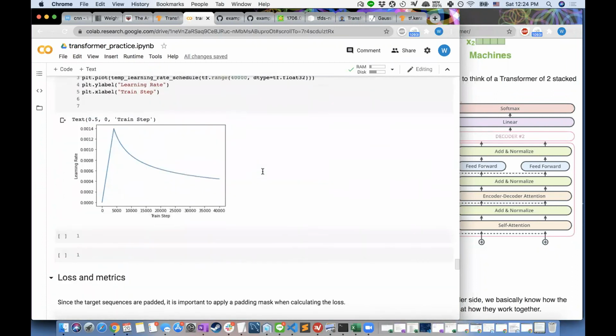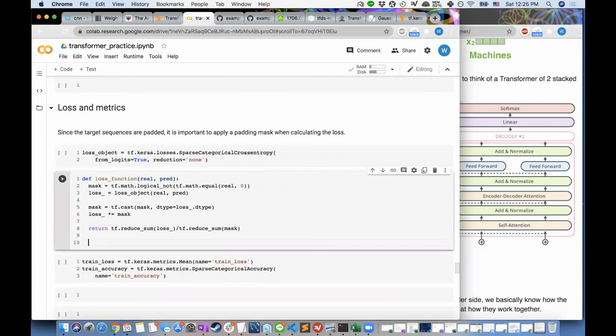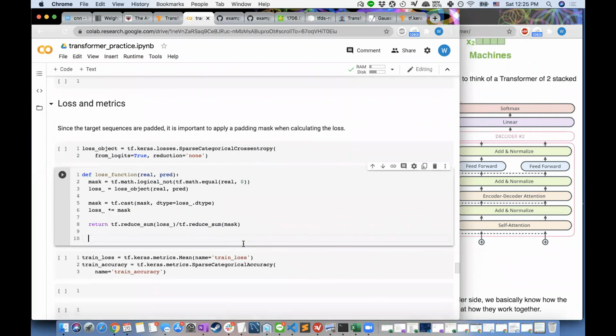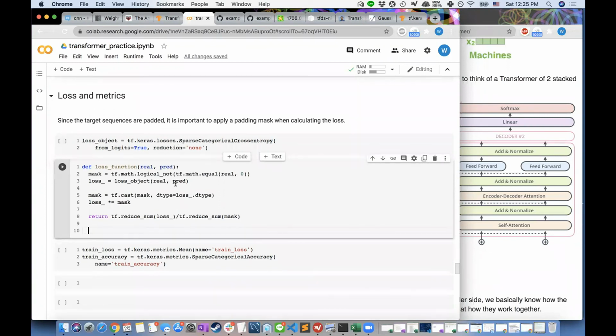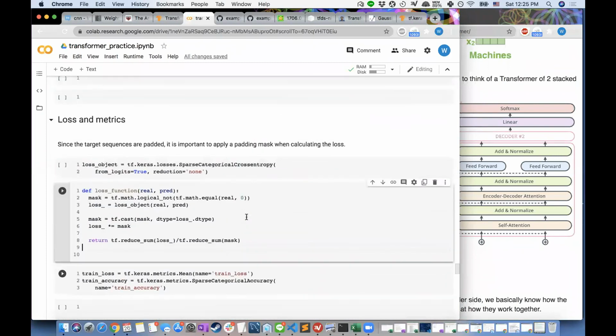$4,000 steps, okay? So loss and metrics. We have our losses right here, sparse categorical cross entropy. We're using cross entropy as our loss function, from logits equals true. And loss object, real prediction, mask. That's basically just calculating your loss function.